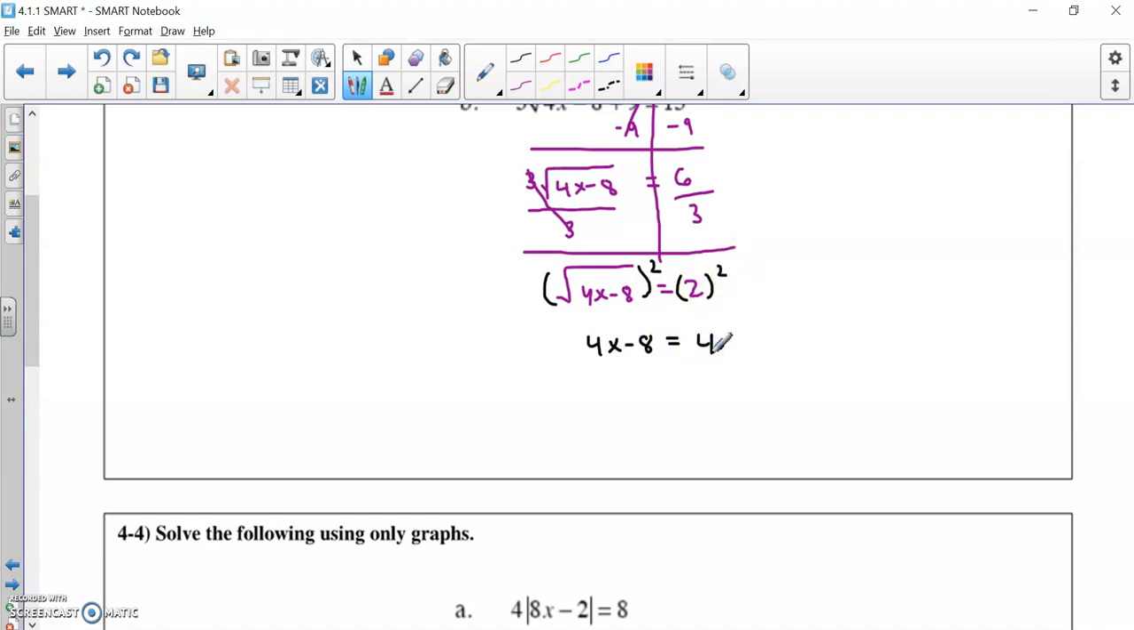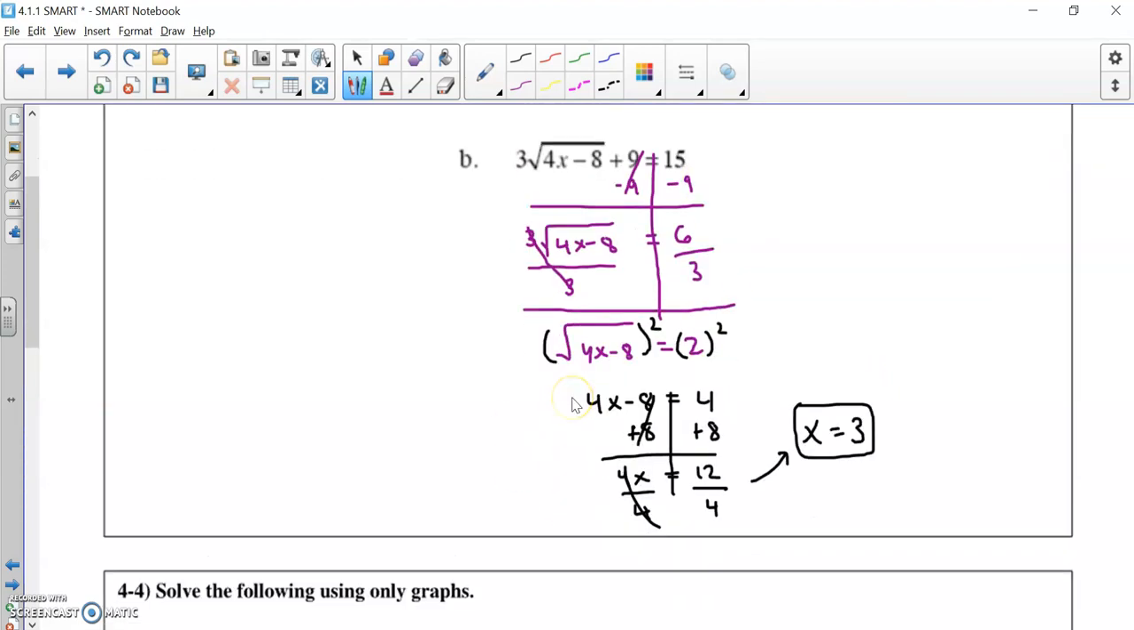All right, now we are ready to just solve this like a regular, nice and easy equation. We can add 8 to both sides. You get 4x equals 12. And the last step would be to divide both sides by 4. These would cancel, and our x equals 3. Okay, that is how you would find the solution of this algebraically.